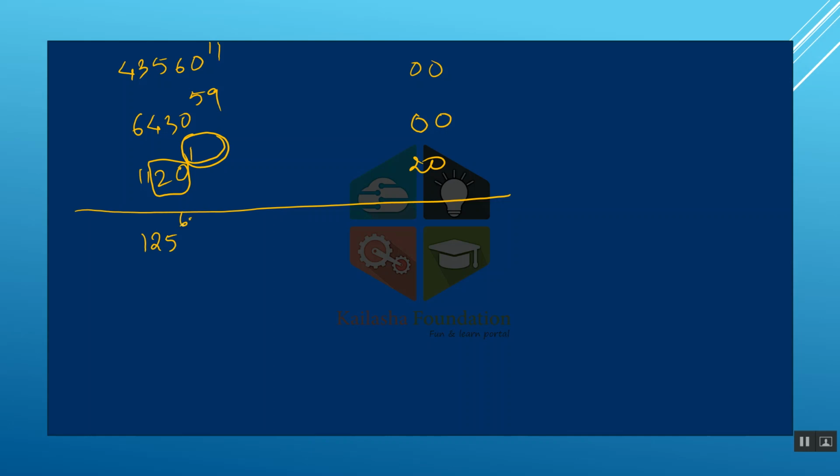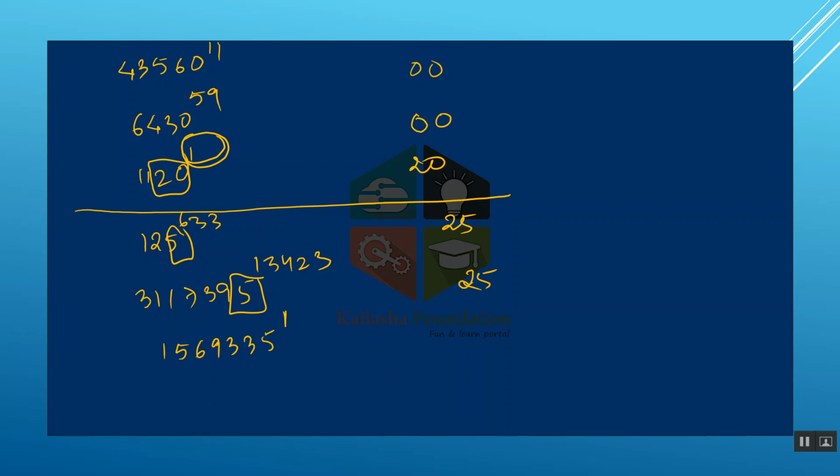125 raised to the power 633, this is 5, so last two digits are 2 5. 3117395 raised to the power 13423, this is 5, so last two digits are 2 5. 1569335 power 1, it is power 1, so we can obtain by just looking at the number, last two digits are 3 5. So in case of power 1 the situation is different, otherwise every time we have the last two digits as 2 5. Same here in case of 0 at the end.